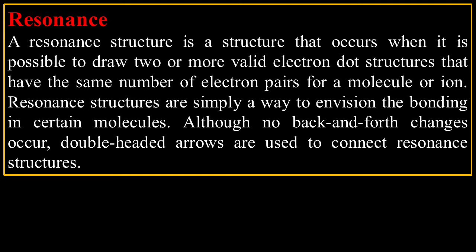A resonance structure is a structure that occurs when it is possible to draw two or more valid electron dot structures that have the same number of electron pairs for a molecule or ion. Resonance structures are simply a way to envision the bonding in certain molecules. Although no back and forth changes occur, double-headed arrows are used to connect resonance structures.